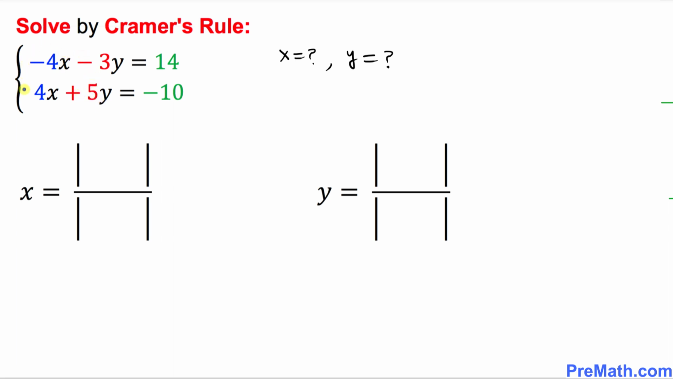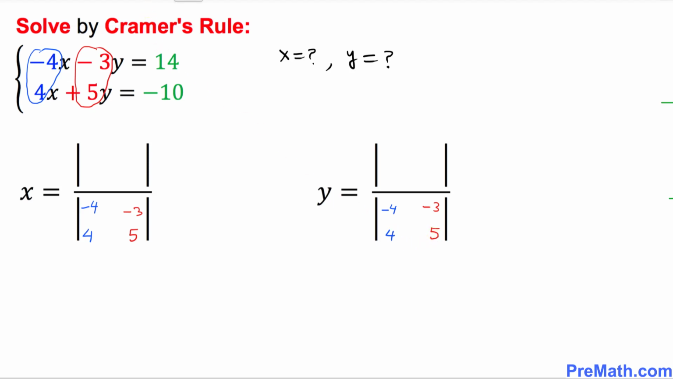Let's get started with the left hand side of these equations only. The coefficients of x, -4 and 4, are going to go in the left column up here. And the y coefficients, -3 and 5, are going to go right up here. Likewise, the bottom determinant is going to be identical: -4 and 4, and likewise -3 and 5.